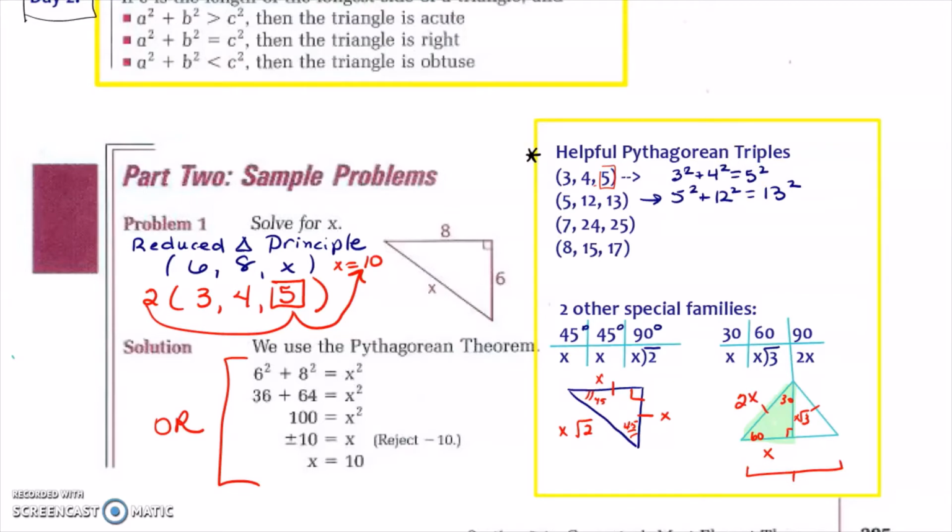Let's take a look at an example. And within this example, I'm going to show you the reduced triangle principle. So here we have one leg is 6, another leg is 8, and we need to find the hypotenuse, which is x. So I'm going to write this up as a 6, 8, x. Then I can factor a 2 out of the 6 and 8, and 6 divided by 2 is 3, 8 divided by 2 is 4. And then I recognize that as a 3, 4, 5. So I can write the 5 in there, and then to solve this problem, 2 times 5 is 10.